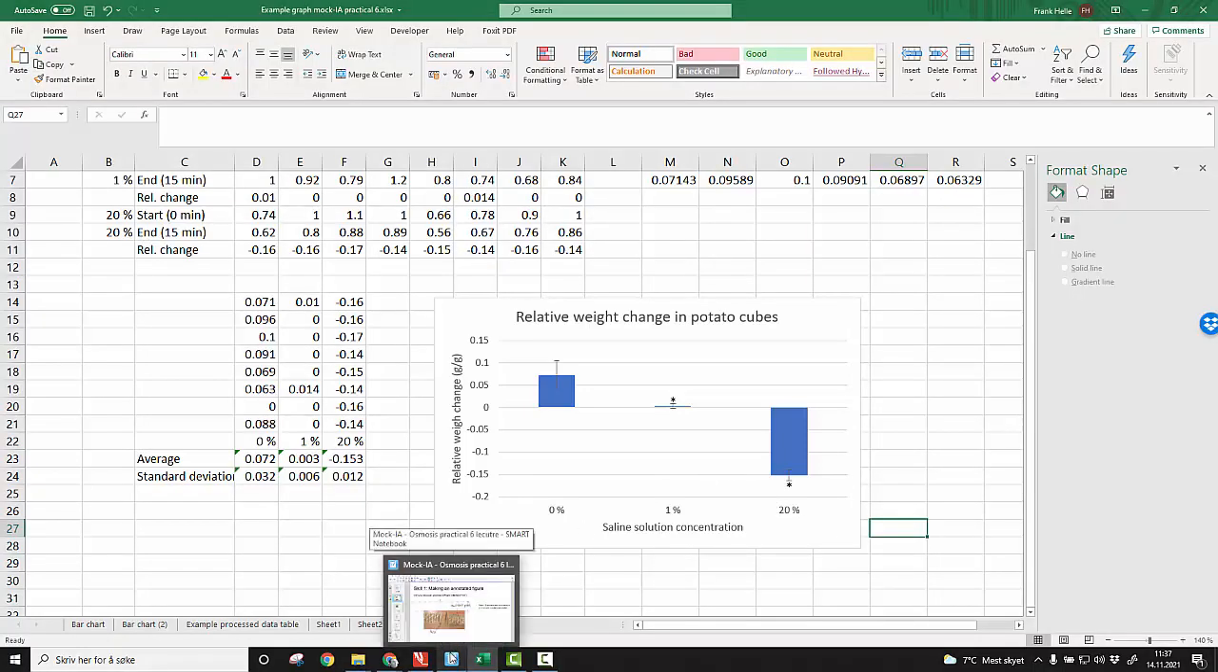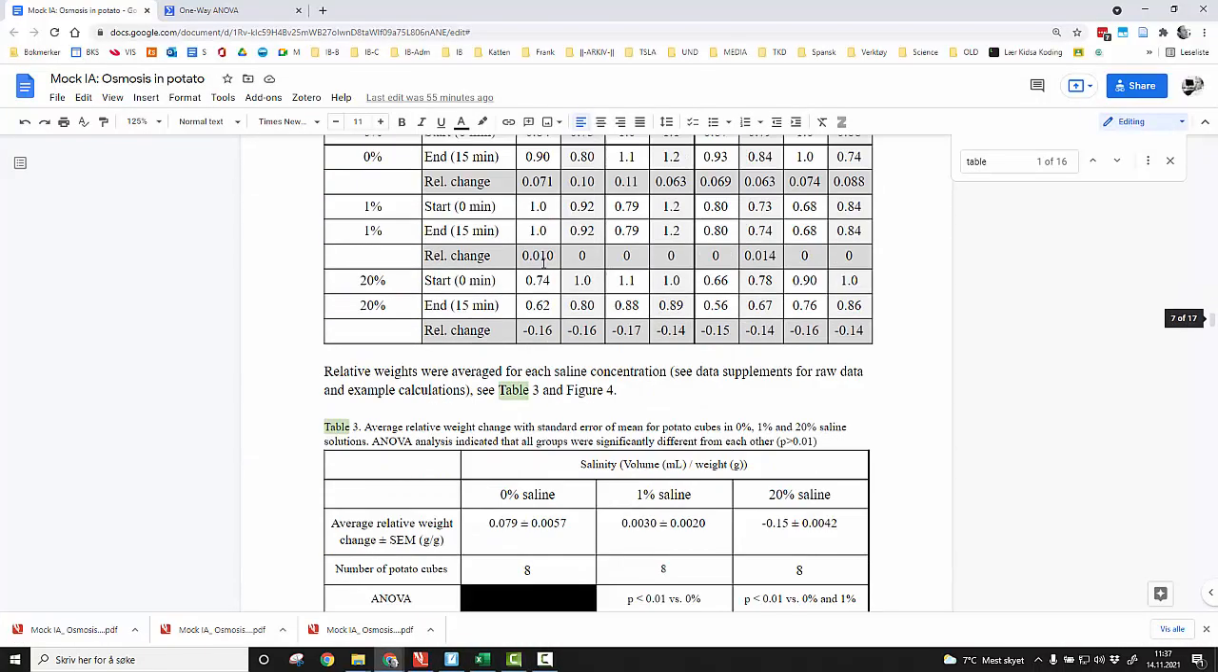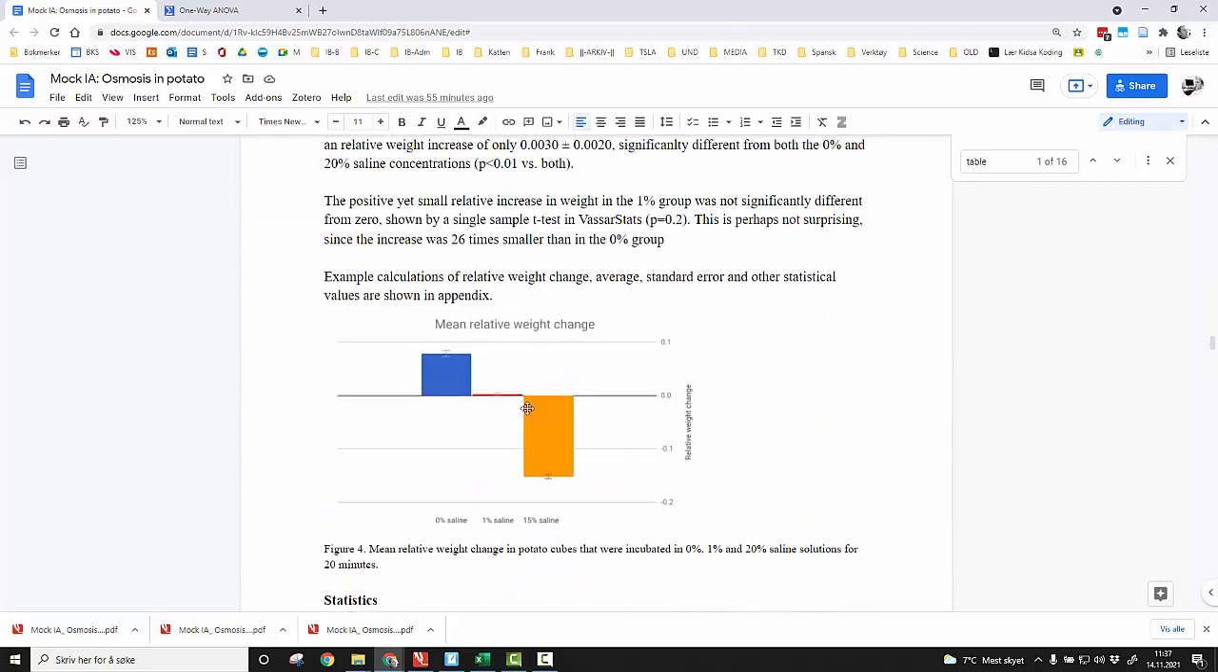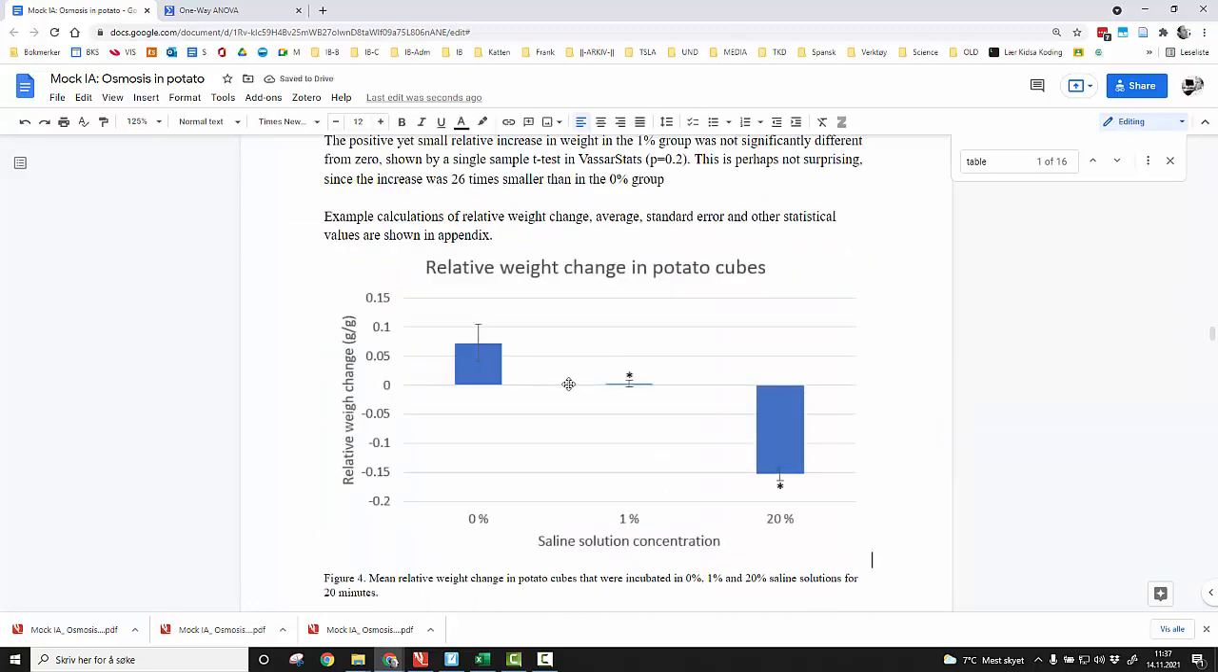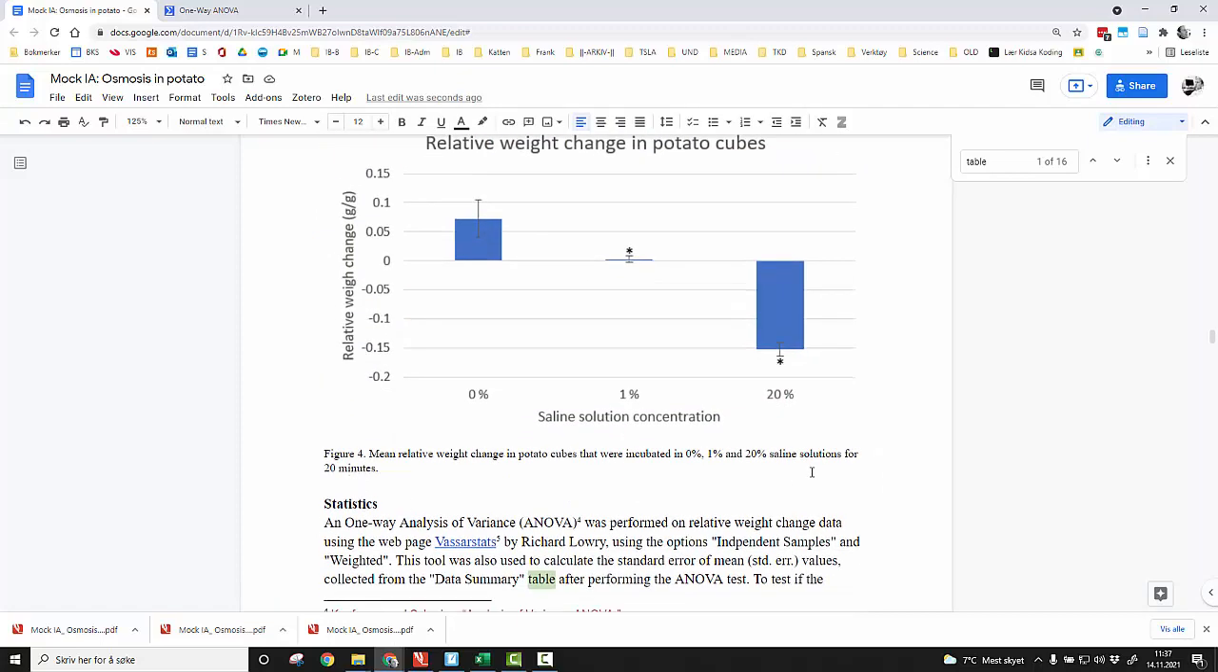And now I go back to the famous potato experiment, and we go down to the data figure, which we will now update with an Excel version. So notice that now we have changed from standard error of the mean to standard deviation. So we have to indicate that with standard deviation in potato cubes, and so on.